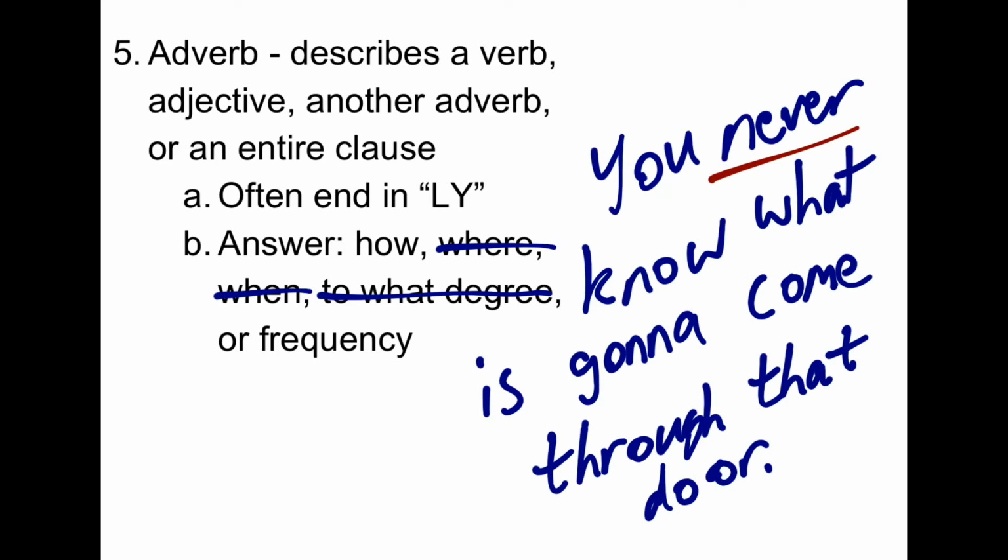Or if I was Rick Harrison and this was my pawn shop, I might say, you never know what is going to come through that door. And never answers the question of frequency, another type of adverb. You might see always or often instead.